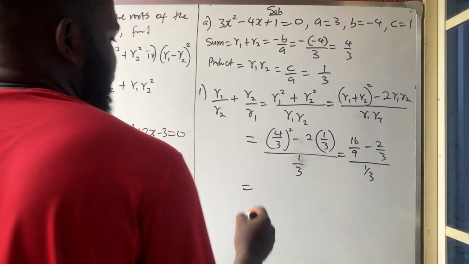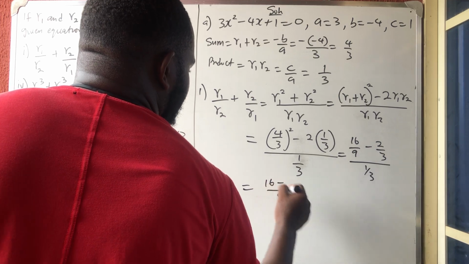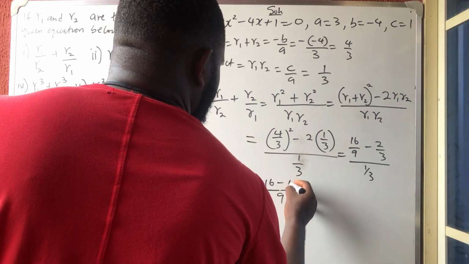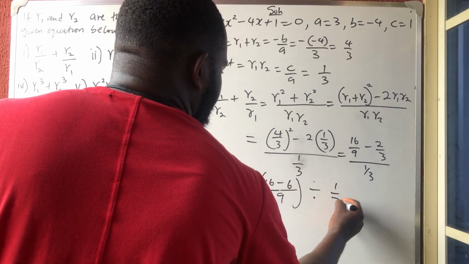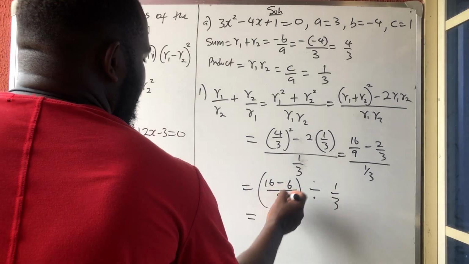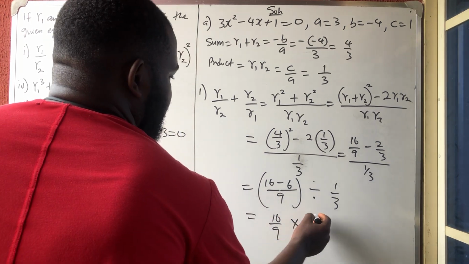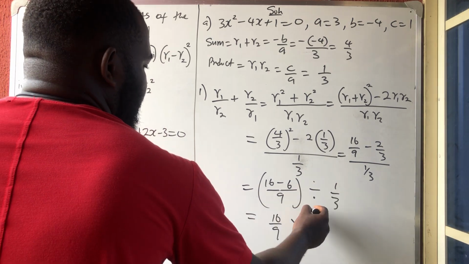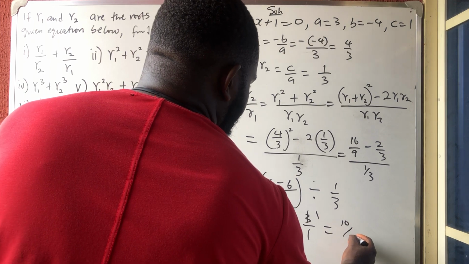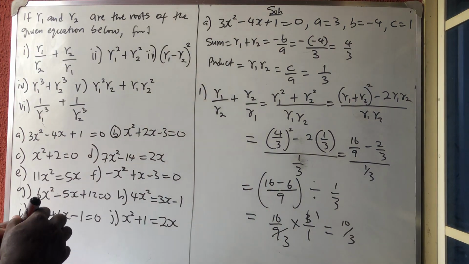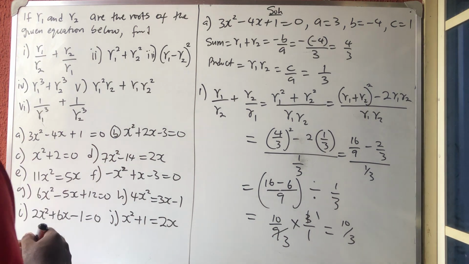So for the numerator, the LCM is 9. 9 into this 1 times this, 16, minus 9 into this 3 times 2, 6. Then divided by that 1 over 3, the denominator. So this gives me 10 over 9 times 3 over 1. If you change divide to times, this will swap. This into this 1, this into this 3. So I'm left with 10 over 3. As simple as that. So that is for I.